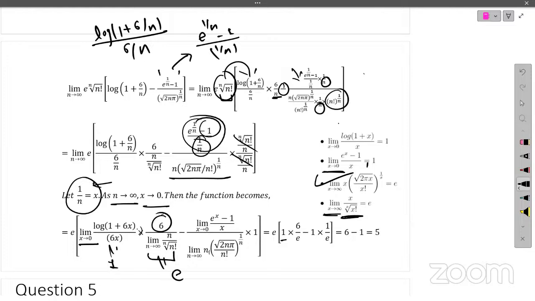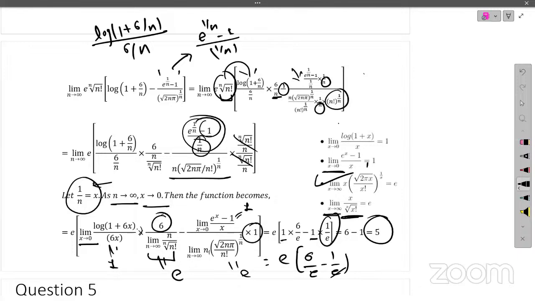So 6 by e minus, the upper limit will become 1 and the lower limit will become e, right? So this 1 by e is here. This 1 is only in multiplication because of this one, right? So what we get at the end is 6 by e minus 1 by e, right? And if you solve it, it will become 5, because e and e cancel out. 6 minus 1 becomes 5. So this is the explanation of this particular question.